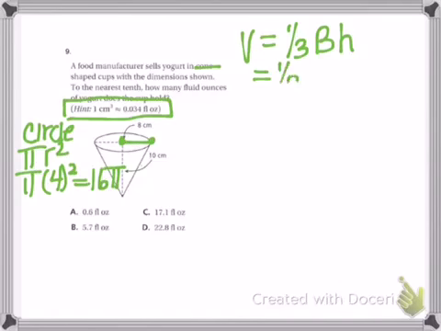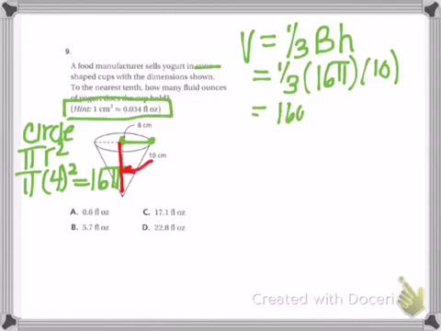So I can substitute that into my formula: 1/3 times the area of the base, which is 16 pi, and the height. If you look at your picture, the height is your vertical height, so that would be this line, which the arrow indicates is 10. So if I work that out, 1/3 times 16 pi times 10 equals 160 over 3 pi. Now all my dimensions are in centimeters, so I know that's centimeters cubed.